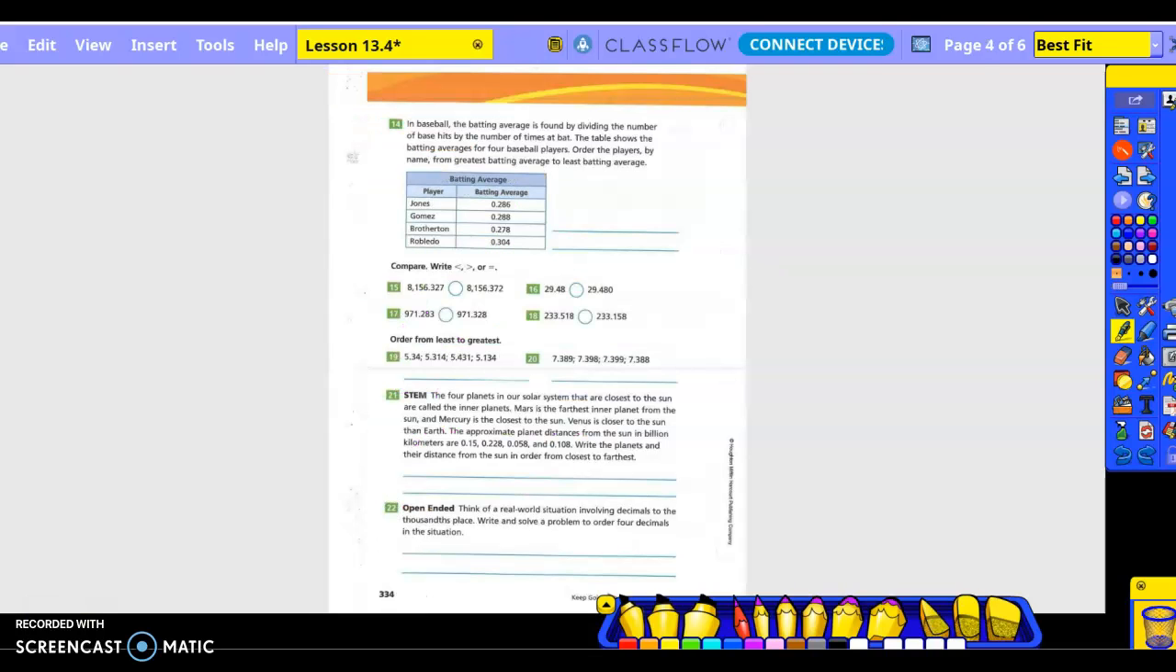Alright, cool. Okay, so my recording is probably going to run out before we get finished with this page, but we will finish the page, okay? So you should have something written on each problem. Number 14, in baseball, the batting average is found by dividing the number of base hits by the number of times at bat. The table shows the batting averages for 4 baseball players. Order the players by name from greatest batting average to least batting average. Okay, so they went greatest to least this time, right? Okay, what about our 1 spot?